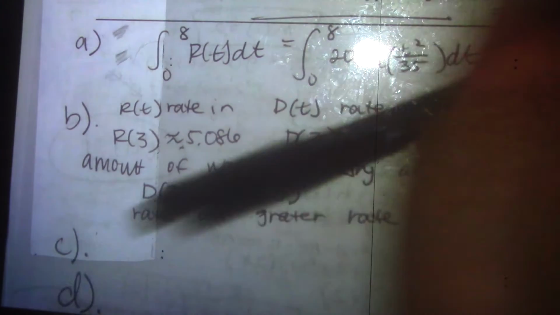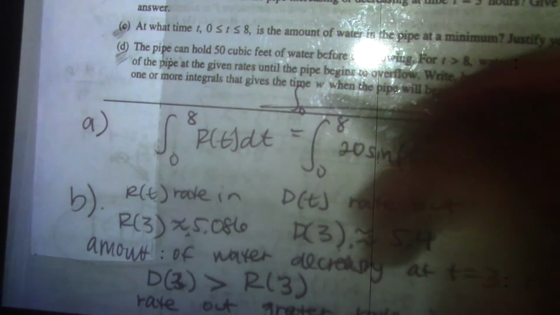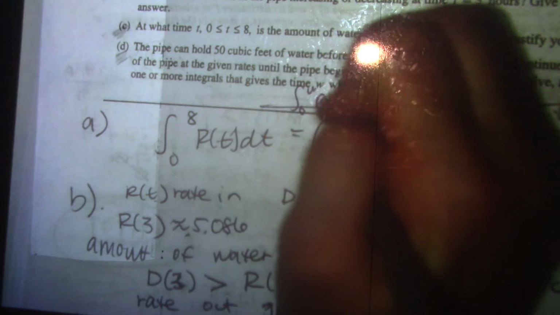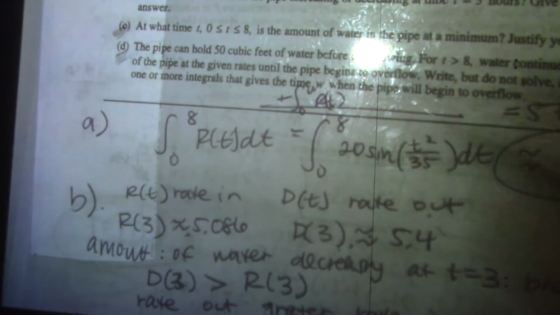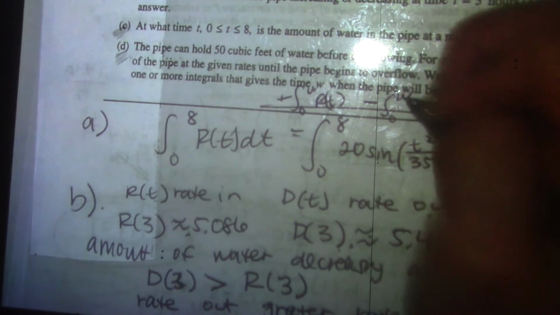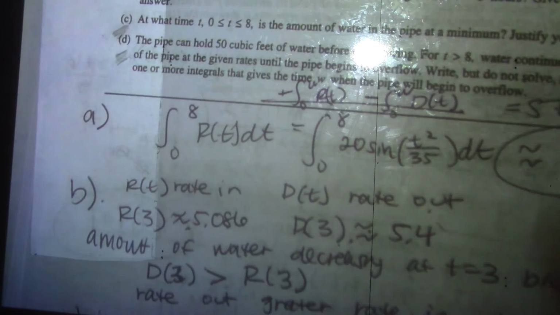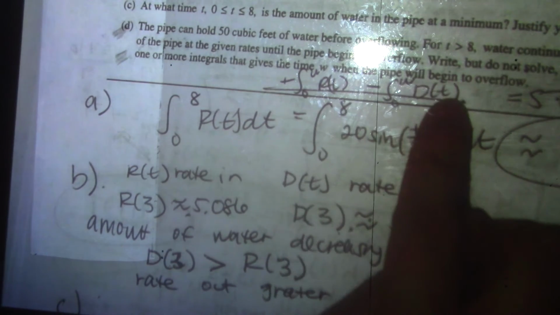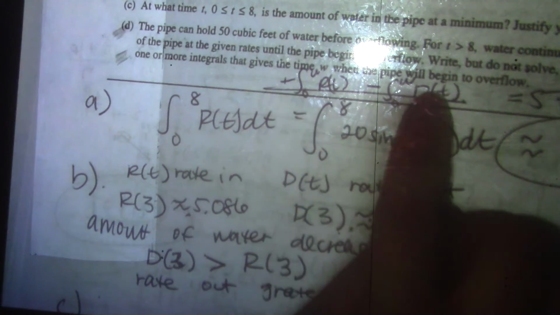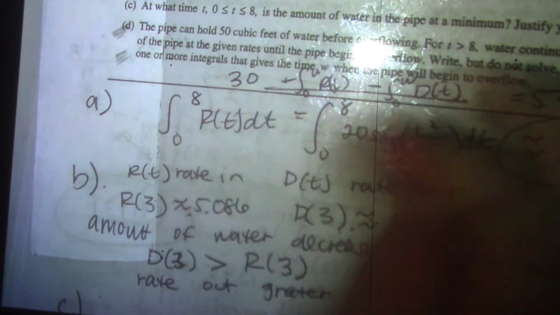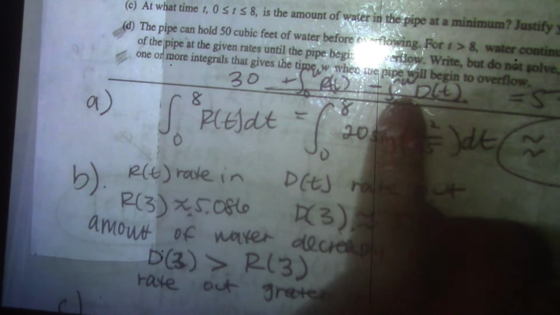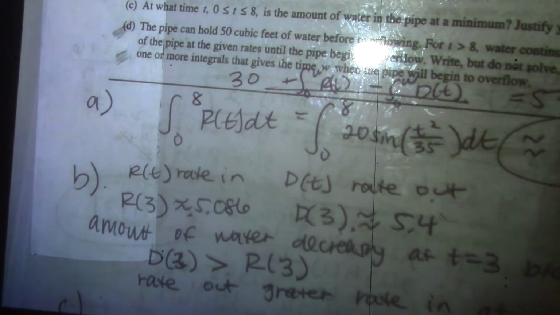Well, I have r of t going in, and I've got d of t going out. That's the rate, so I need to do the integral from 0 to the time w of r of t, right? That's going in, so it's a plus, and minus the integral from 0 to that time, some random time w, of d of t. And then it's not just rate in minus rate out, right? Because I actually started with, how much did I start with? 30. So if I have 30 plus how much I've gained minus how much I've lost, once that hits 50, then I'll begin to overflow.